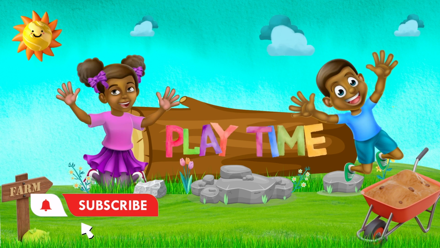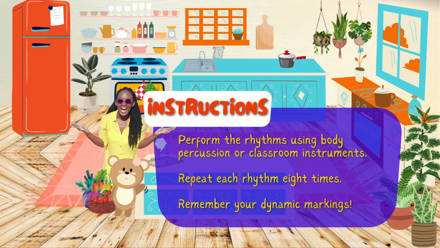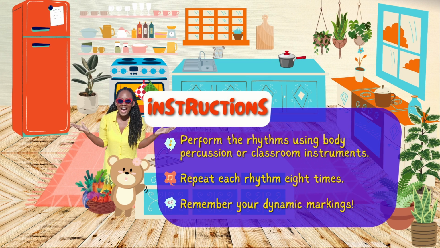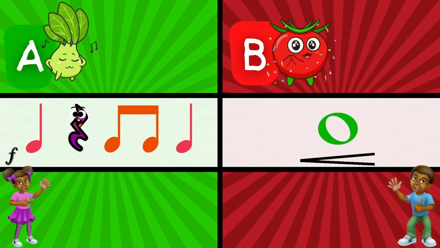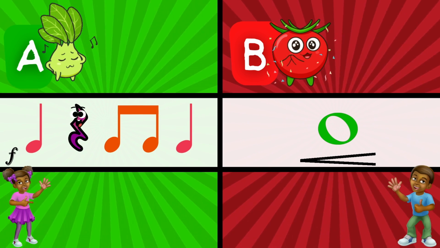It's playtime! Perform the rhythms using body percussion or classroom instruments. Repeat each rhythm 8 times. Remember your dynamic markings. Girls, take a look at your rhythm. Boys, take a look at your rhythm.